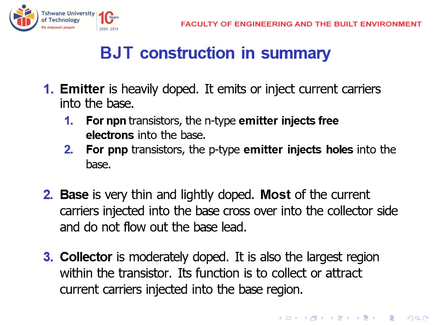Then number 2, the base is very thin and lightly doped. Most of the current carriers injected into the base cross over into the collector side and do not flow out of the base lead. Then number 3, we have a collector which is moderately doped. It is also the largest region within the transistor. Its function is to collect or attract current carriers injected into the base region.